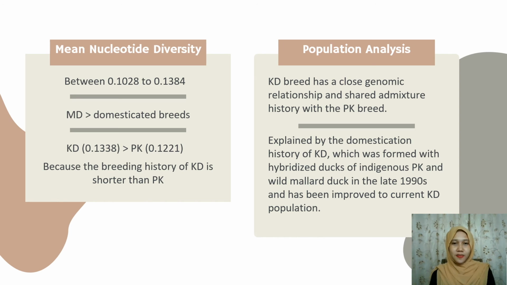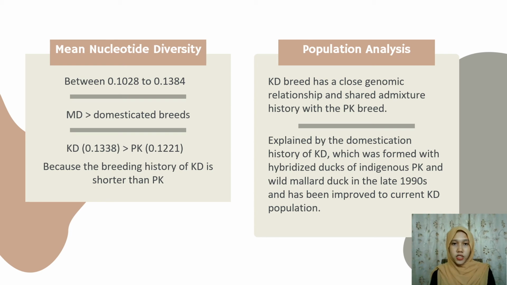Next, we move on to the mean nucleotide diversity of duck breeds, and it was between 0.1028 and 0.1384, and MD or Mallard duck showed higher nucleotide diversity than the domesticated breeds. KD has a higher nucleotide diversity than PK, which may be because the breeding history of KD is shorter than PK.